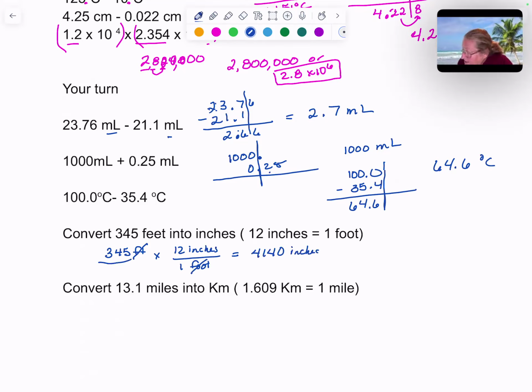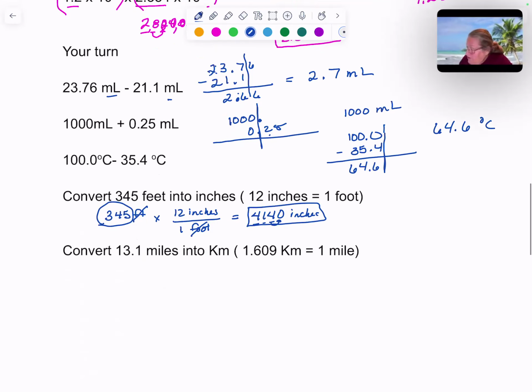I go to my given, three significant figures. 1, 2, 3, look to the right. It's already in the correct number of significant figures. So that one was just kind of serendipity. We can box it to say that's the answer we want. Here we're going to convert 13.1 miles to kilometers.